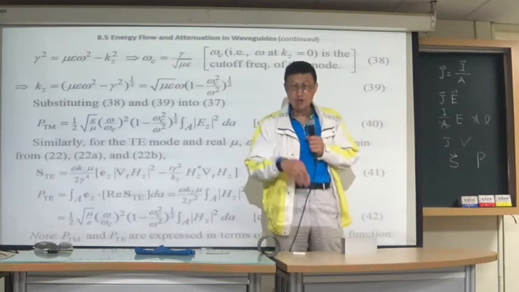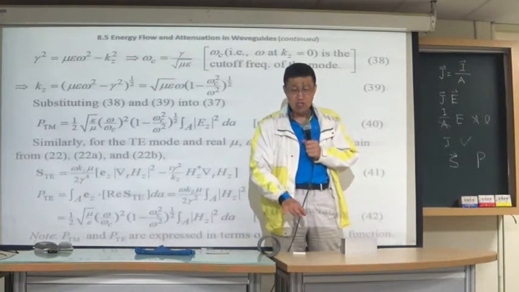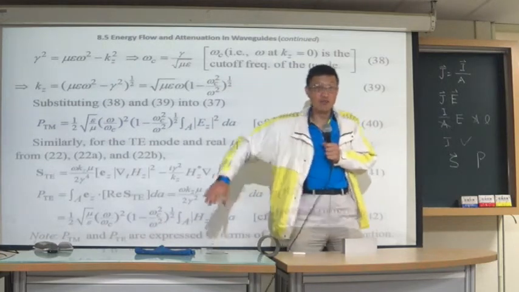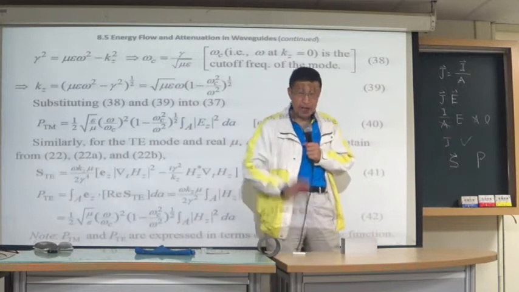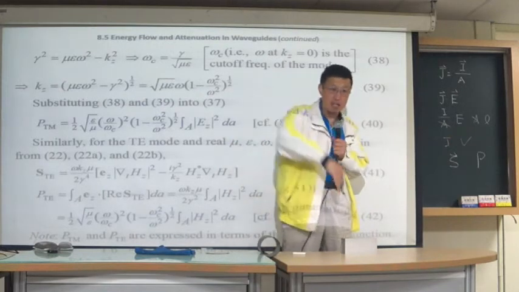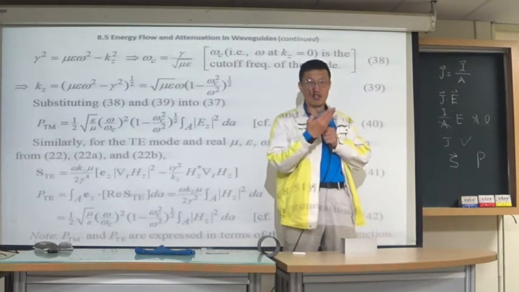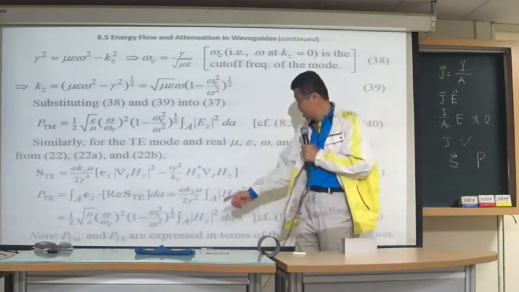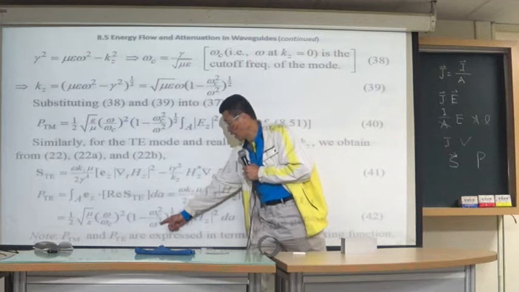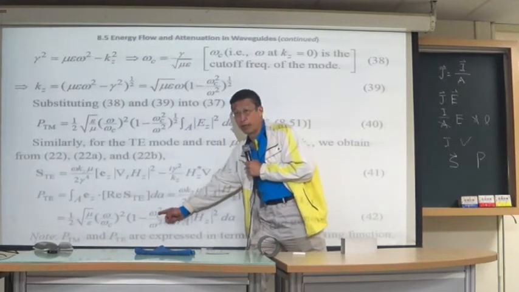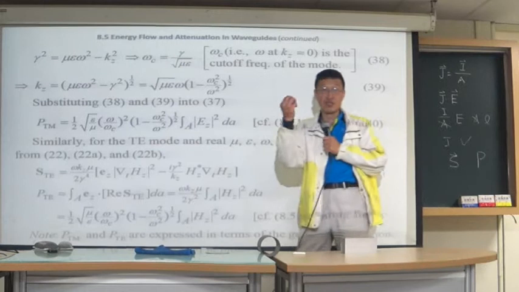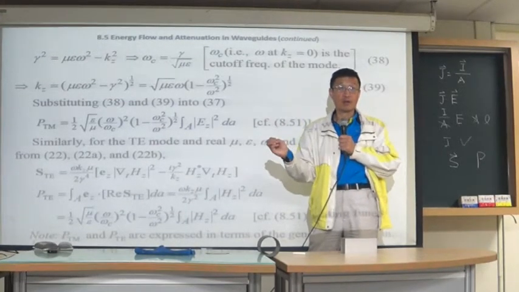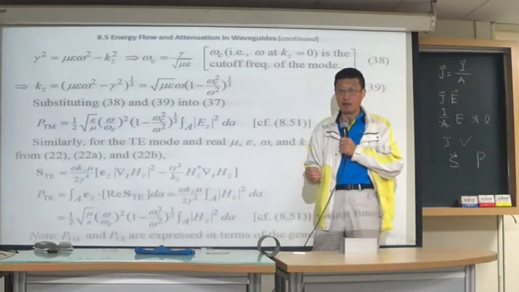Below this frequency, the wave is just exponential decay. If we have an infinitely long waveguide, below this frequency the wave is exponential decay. Above this frequency, the wave can propagate inside. Exactly when omega equals omega c, zero, no energy transfer. Yeah, no energy transfer at all.